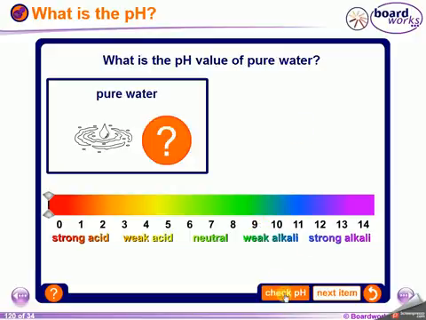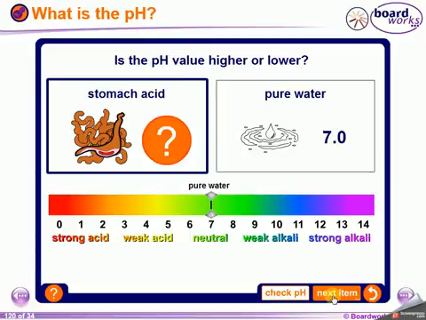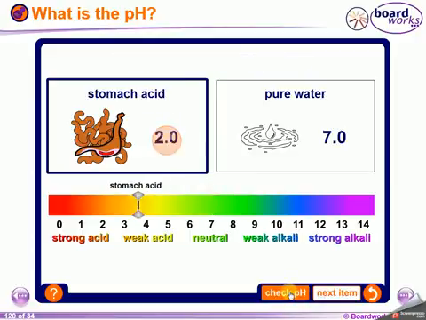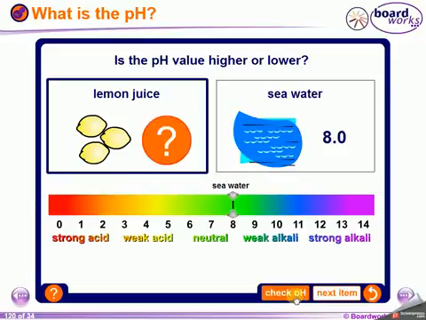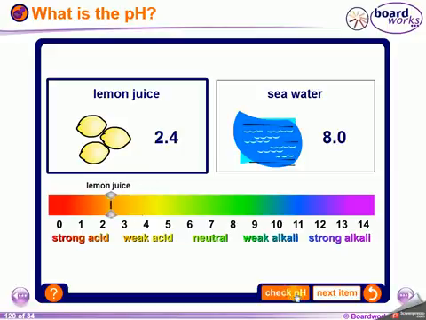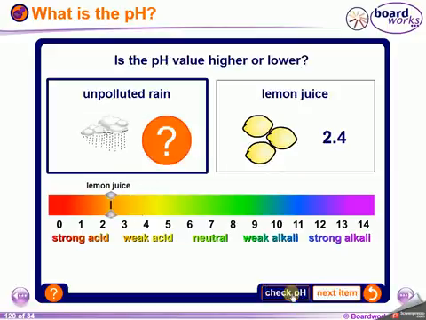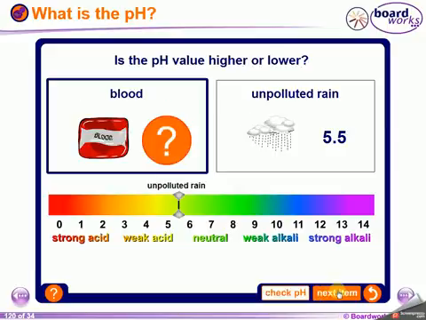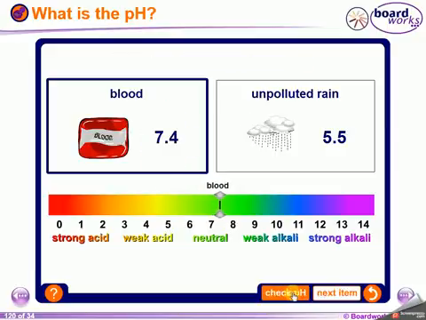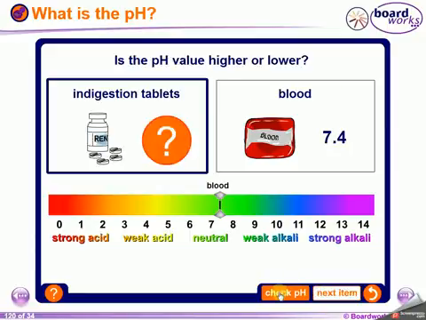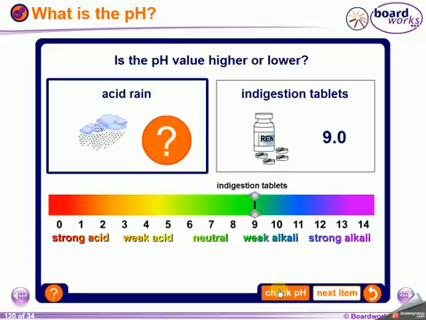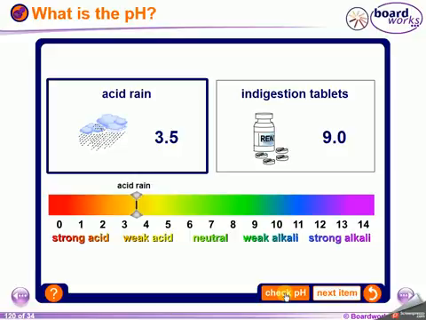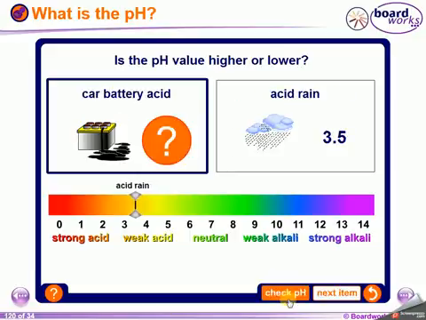Let's have a very, very quick look at this. This is pH water, and it is at 7. Next item, stomach acid. What pH? Have a quick guess. Yeah, number 2. Another one is seawater. Seawater is at 8. Lemon juice is around about 4. Oh, 2.4. And unpolluted rain, I'm going to say 5.6. 5.5, it's close. Blood, I'm going to say 7.8. 7.4, damn it. Indigestion tablets, I'm going to say pH 10. 9, I was close. Acid rain, I'm going to say 4.5. 3.5, damn it. I'm going to say car battery acid, I'm going to say pH 1.